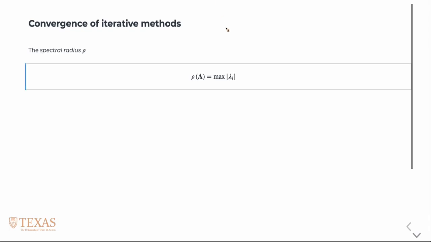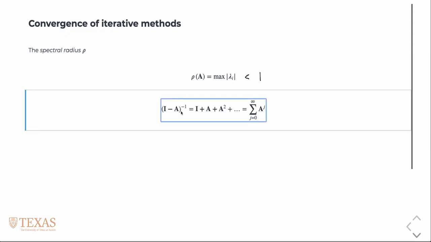So what we're going to say is that if the spectral radius is less than 1, then there's an identity that says that for a matrix A, I minus A inverse is equal to this thing, basically the sum of the powers of the matrix A. So we're just going to hold on to that identity. Again, this is true if the spectral radius is less than 1. The inverse exists, and it's equal to that.